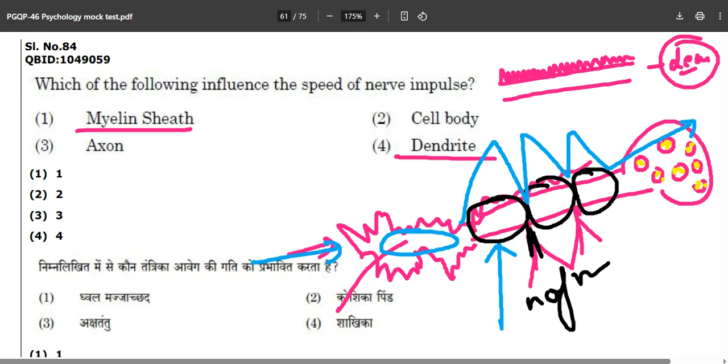So what is the correct answer over here? I hope everyone marked the correct answer. Option number one, myelin sheath, is the correct answer.